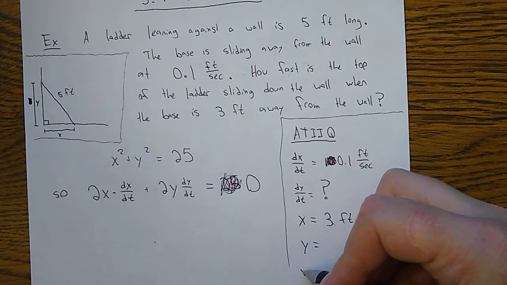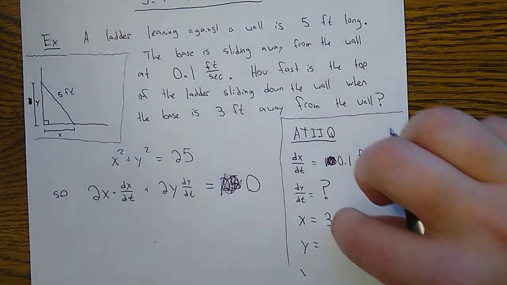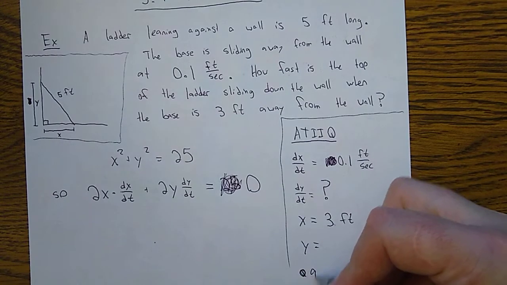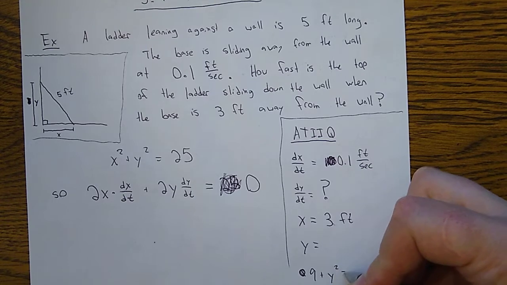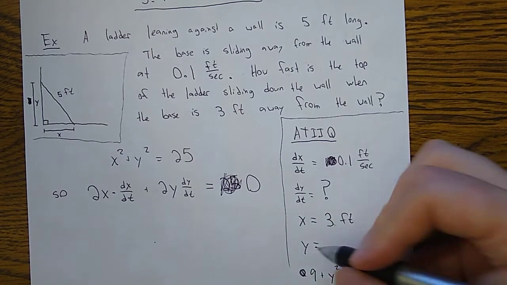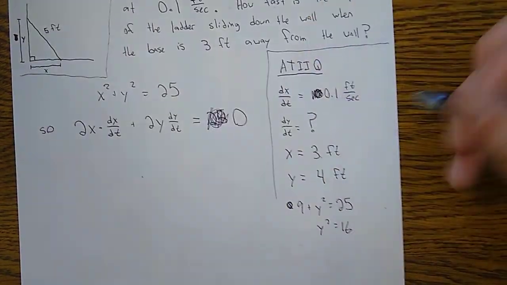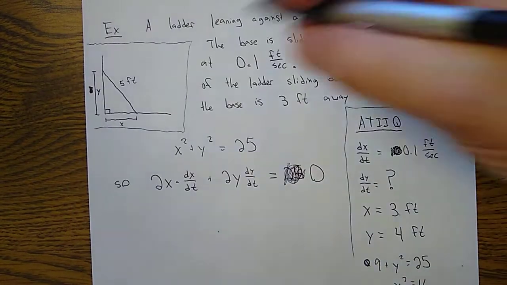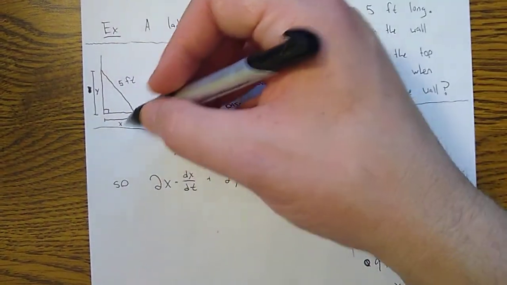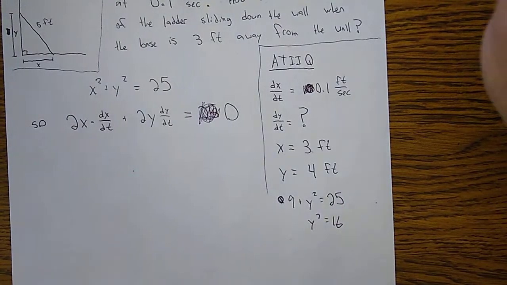I shouldn't make this too hard. I'm just putting in the value of x at the instant in question. So 9 plus y squared equals 25. y squared would be 16. So for y, I'm going to put 4 feet. I'm not going to put negative 4 because, I mean, the ladder is not underground, right? So let's say that y is the positive square root, so y is positive 4.